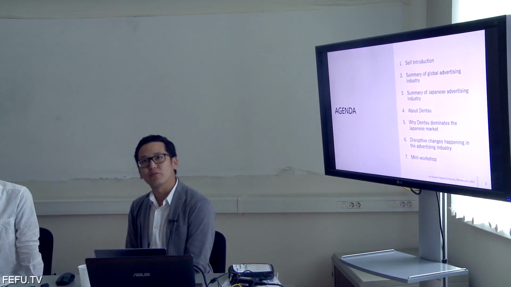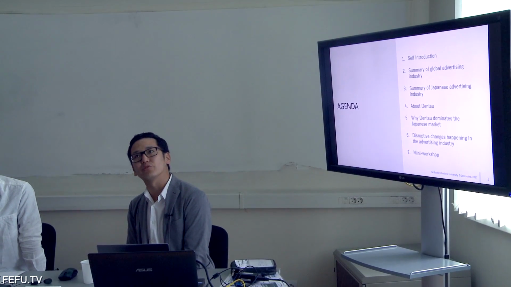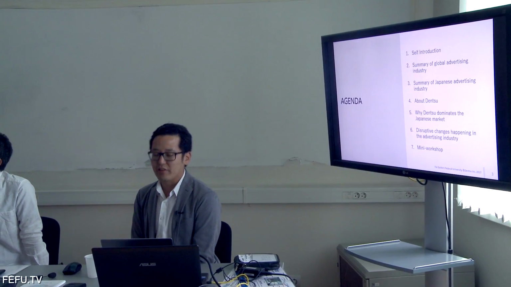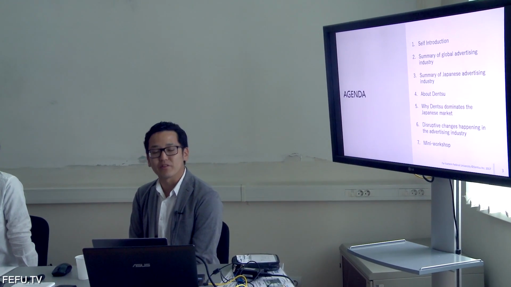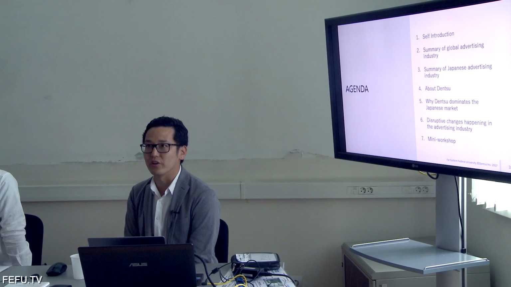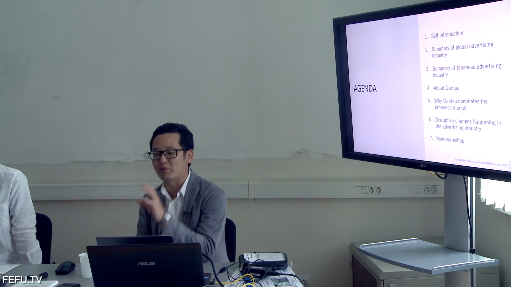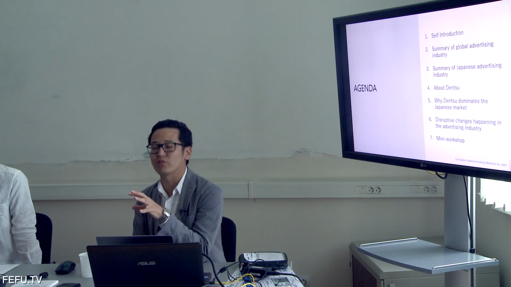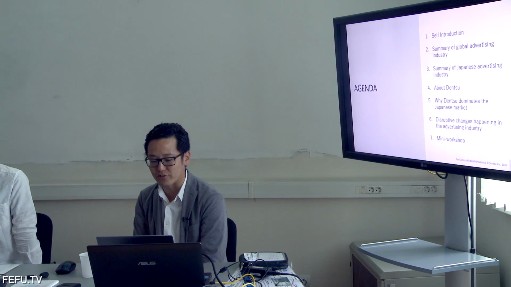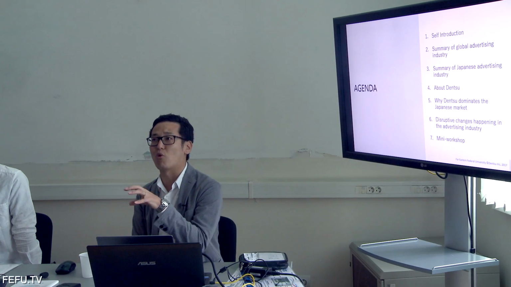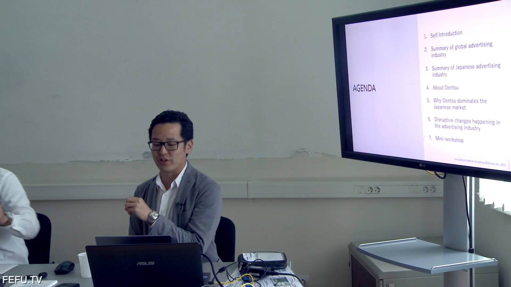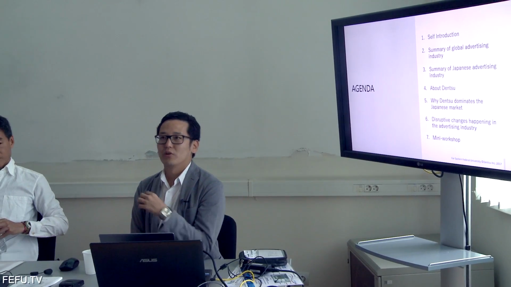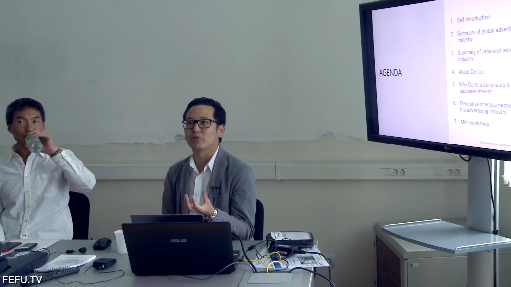This is the agenda for the first class. We have 7 agenda items. In the beginning, let us introduce ourselves. Second, we are going to explain the summary of the global advertising industry, a quick overview of the global advertising situation. After that, we are going to focus more on the Japanese advertising industry. Then, since we are from Dentsu, we are going to explain a little bit about ourselves, our company called Dentsu.